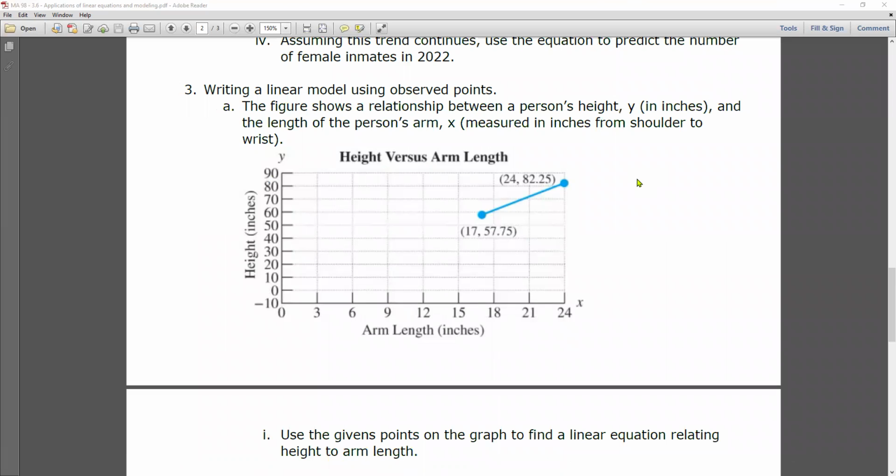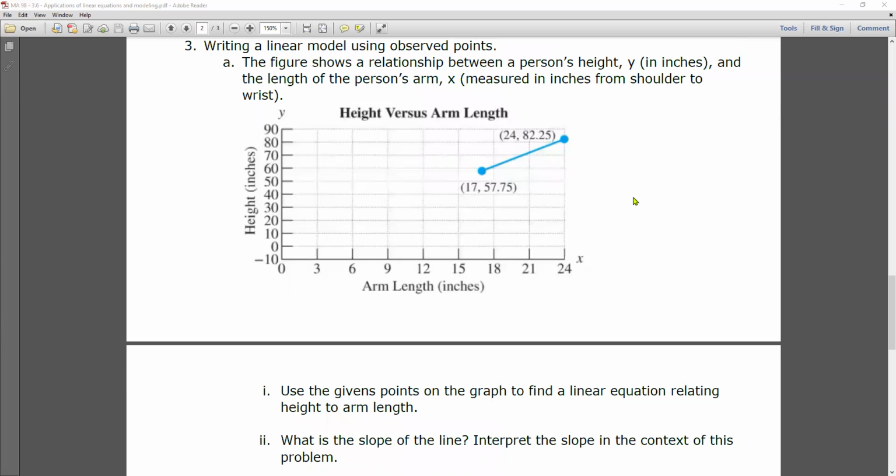All right, number 3, write a linear model using the observed points. The figure shows a relationship between a person's height in inches and the length of the person's arm. All right, so now in this case, we're supposed to write a linear equation. And remember, a linear equation, we have learned so far, there are 3 forms. You have y equal mx plus b, you have y minus y1 equal m times x minus x1. And remember, we said those 2 are the most popular forms that we're going to use.